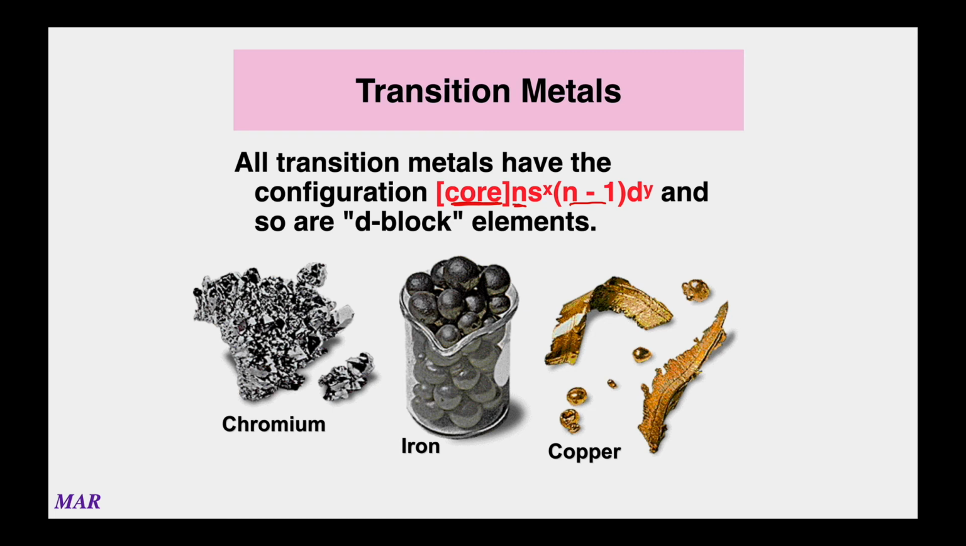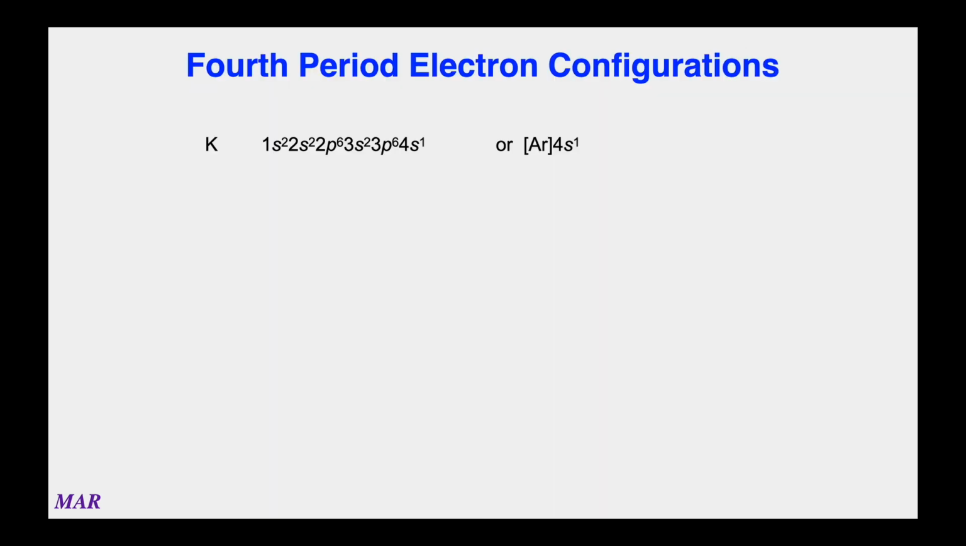But for the s's and the d's, there's this n-1 dependence on the d's. It's 1 less than the s's. Here are just some examples. Potassium: 1s2, 2s2, 2p6, 3s2, 3p6, 4s1, or argon 4s1, and that's obviously a lot easier. Calcium, 1 more electron than potassium, would have an argon 4s2, and that's not too bad.